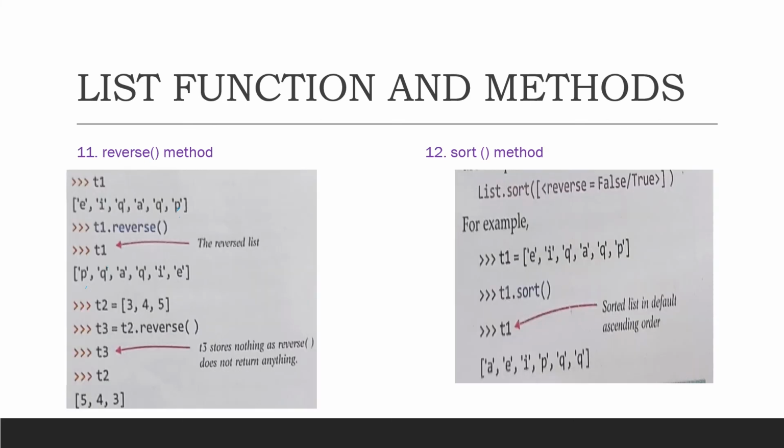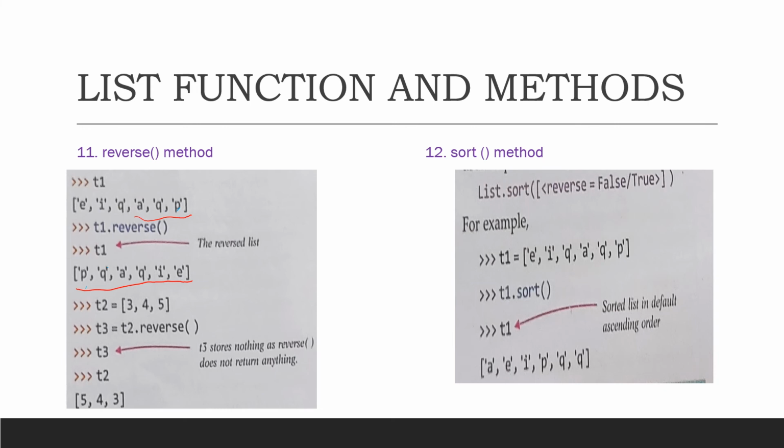Next one is the reverse method. Reverse method is nothing but reversing the sequence of the elements in the list. As we see over here, T1, we give the values as E, I, Q, A, Q, P. Now you're using the syntax T1 dot reverse, and then you get the output as P, Q, A, Q, I, E. So now it got reversed.